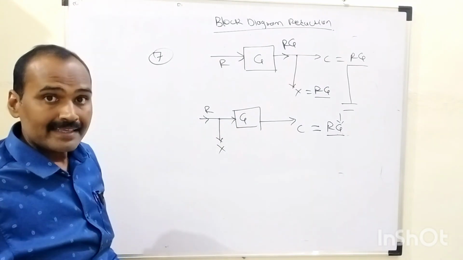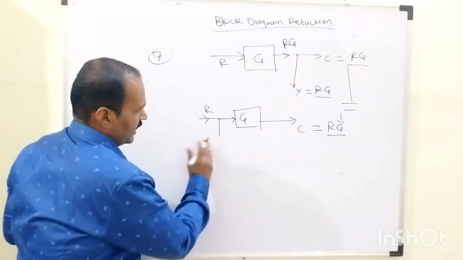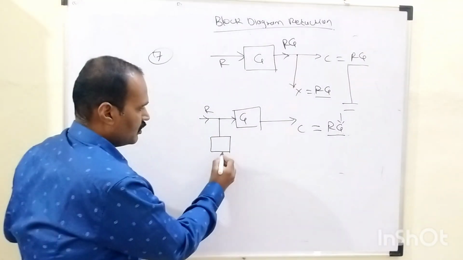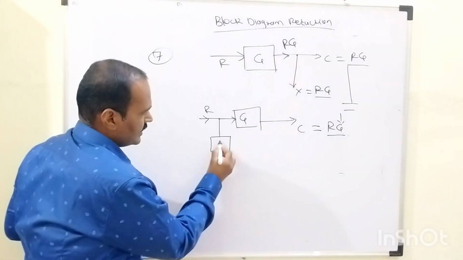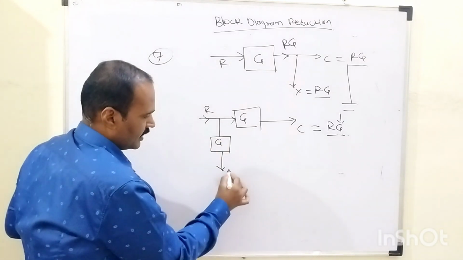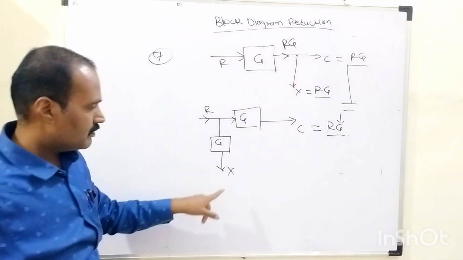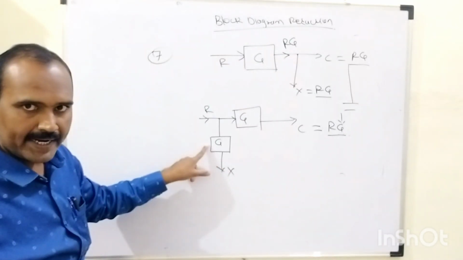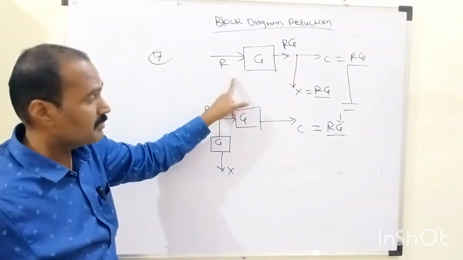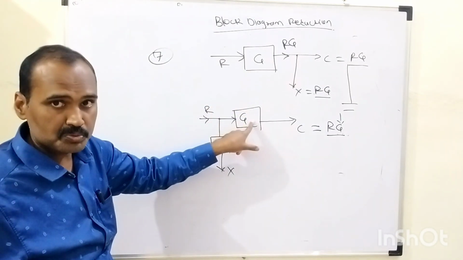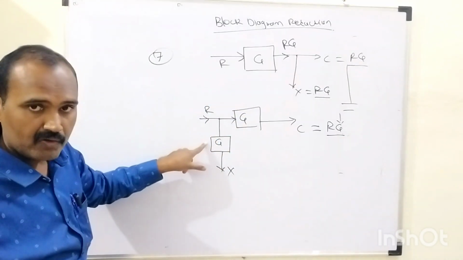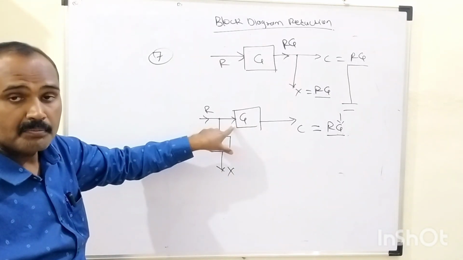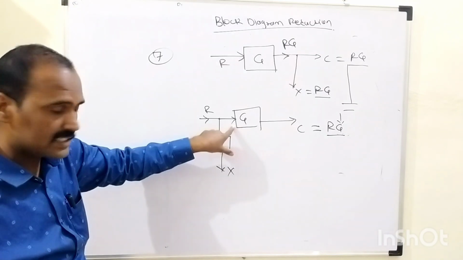So in order to have the desired value of this X, which exactly equals R into G, simply what we need to do? We need to add one more block here towards the lower terminal of this takeoff point, whose gain is exactly equal to G. And here we are getting the magnitude of this takeoff point, just similar to the previous one, right? Once that block is added, while shifting this takeoff point before this block whose gain is G, the gain of that newly added block should be exactly equal to the gain of that previous block, which is G, right?